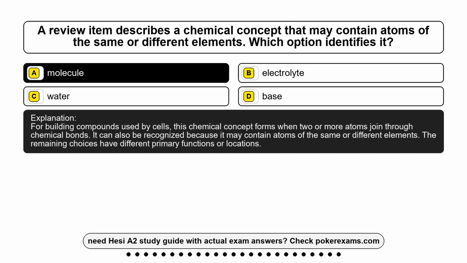For building compounds used by cells, this chemical concept forms when two or more atoms join through chemical bonds. It can also be recognized because it may contain atoms of the same or different elements. The remaining choices have different primary functions or locations.